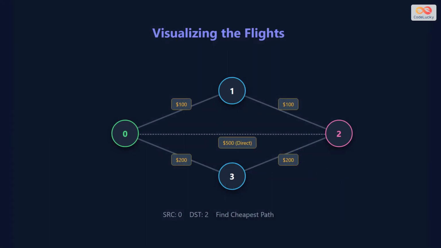Here is a visualization. We have cities represented as nodes and flights as directed edges with costs. Notice how there can be multiple ways to get from the source, node 0, to the destination, node 2. Some paths are direct, while others go through intermediate cities.